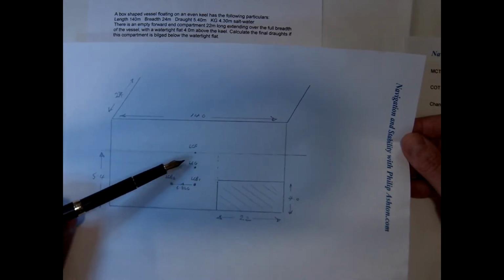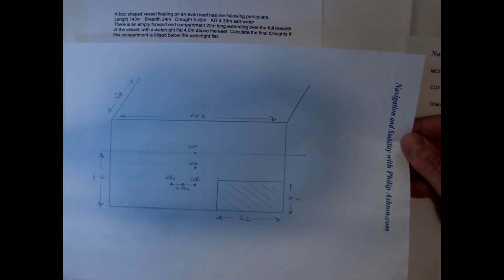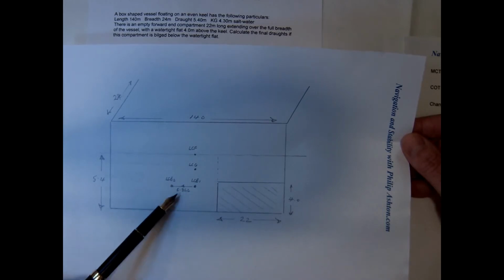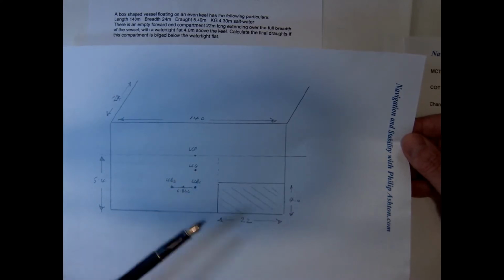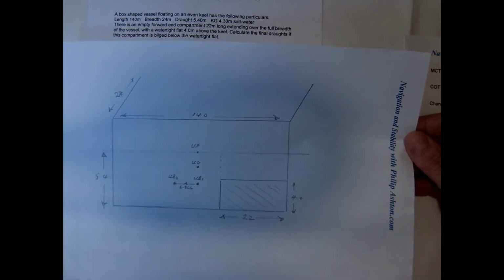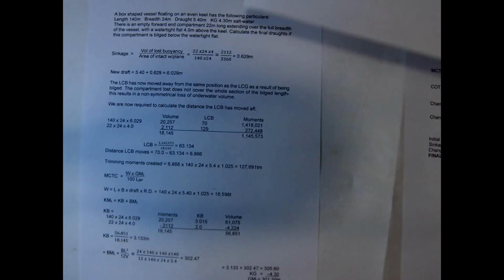So before we're bilged, LCG and LCB are in line. And what will happen is, after we become bilged, the longitudinal centre of buoyancy moves aft by the distance we're going to calculate. Once it moves apart from the LCG, it creates a lever, and if we multiply that lever by the displacement of the vessel, that gives us our trimming moments.